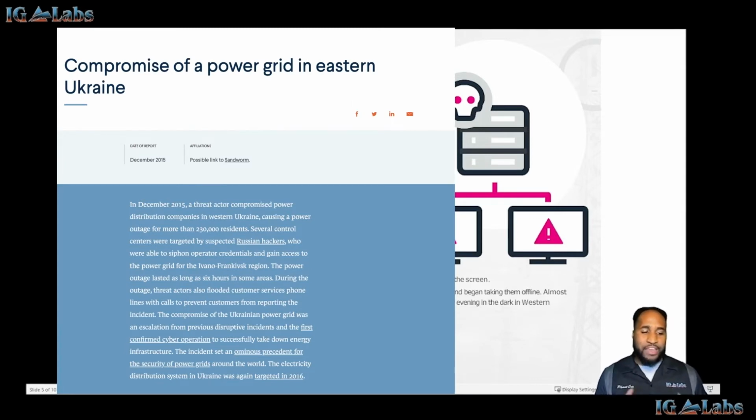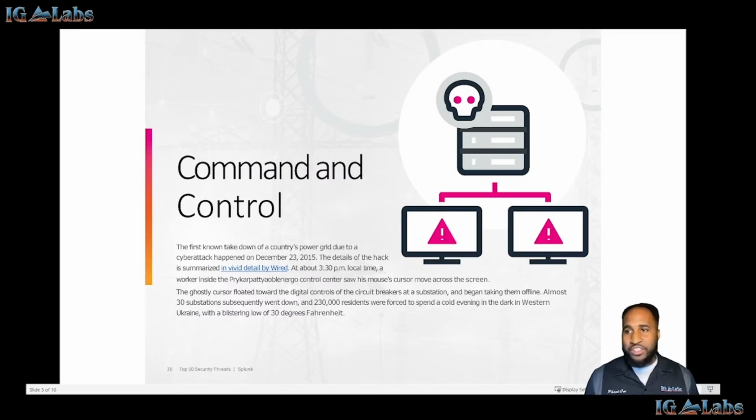So, in this attack, a worker at their control center observed his mouse's cursor move across the screen to the digital controls of the circuit breakers and begin taking them offline. As a result, approximately 30 substations went down, and about 230,000 Ukrainian residents lost power on a cold night in Ukraine. So good on that person to observe that activity, but that just goes to show that we still have to have the awareness to know what's going on and be monitoring our systems at all times.